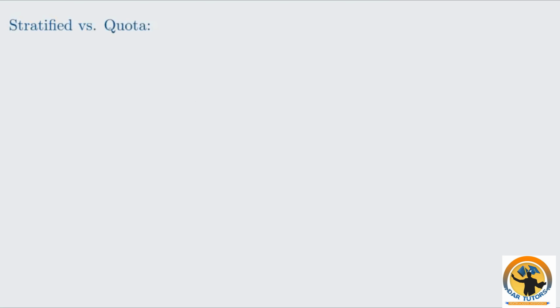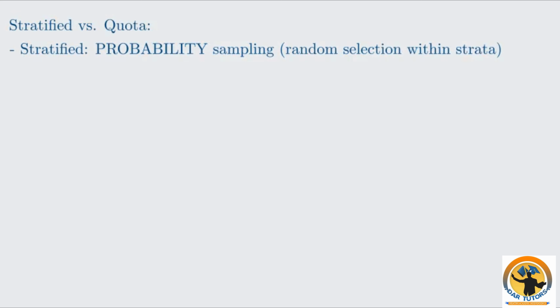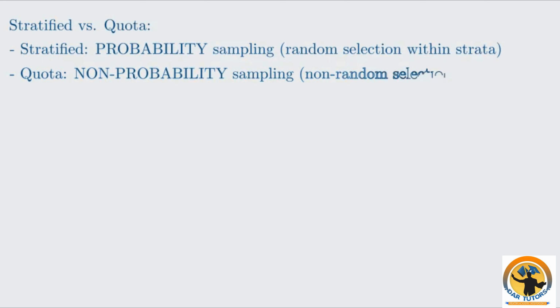This difference in selection is critical. Stratified sampling is a form of probability sampling because every individual has a known chance of being selected, while quota sampling is a non-probability method because the interviewer's discretion introduces bias. While it can be faster and cheaper than stratified sampling, the risk of bias is much higher.